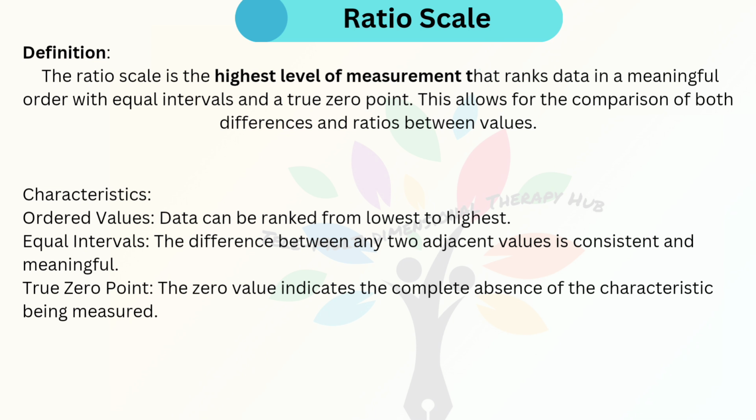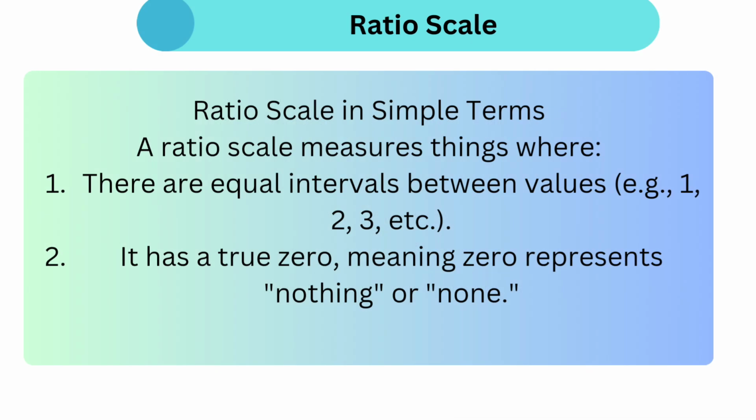That means the difference between any two adjacent values is consistent and meaningful. For example, the difference between 10 kg and 20 kg is the same as between 20 kg and 30 kg. The third point is the true 0 point. That means the 0 value indicates the complete absence of the characteristic being measured. For example, 0 meters means no length at all and 0 kg means no weight. Some more examples where ratio scale can be used are height, weight, income.